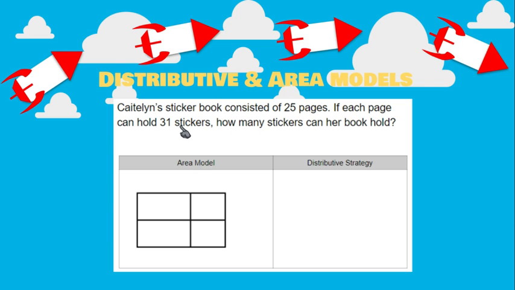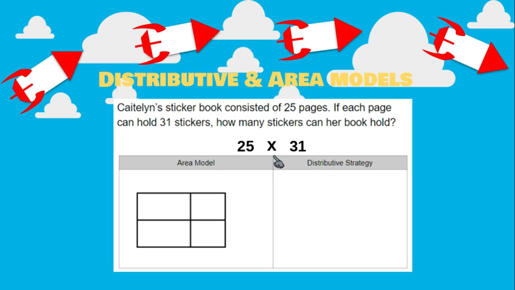So I know that my answer is going to be higher than 25 and 31. So since it's going to be higher, I know I'm either going to add or I'm going to multiply. So it doesn't make sense to add them together. So I know that I'm going to have groups of, and when I talk about groups, I know it's multiplying, right? So I know that each page is going to hold 31 stickers. So I'm going to have 25 groups of 31. So I'm going to write that down as 25 groups of 31.